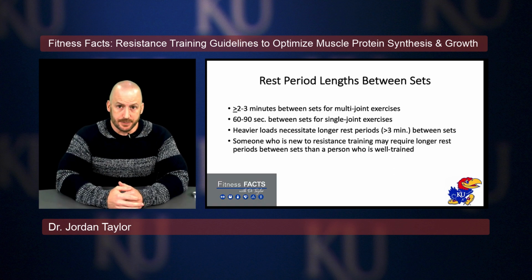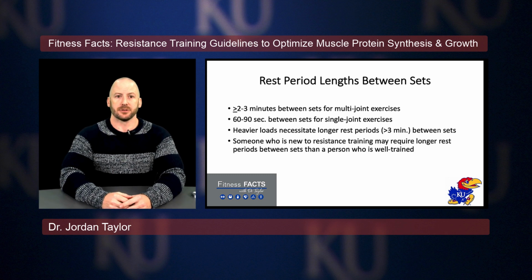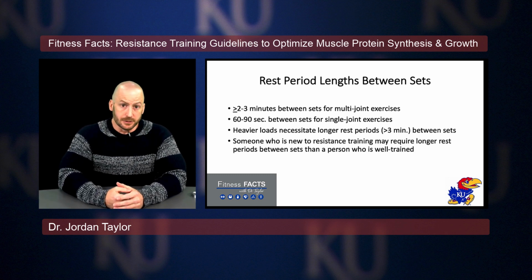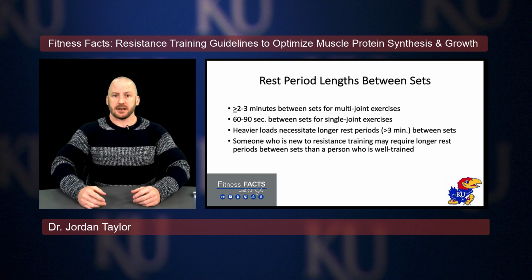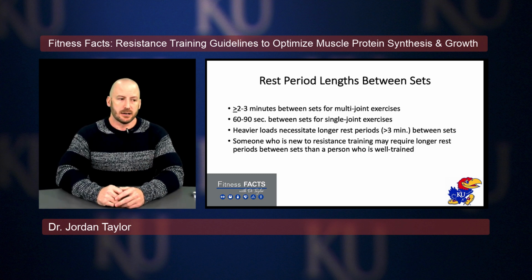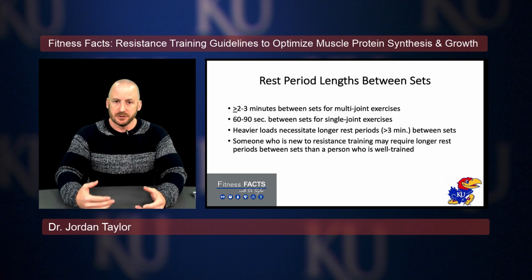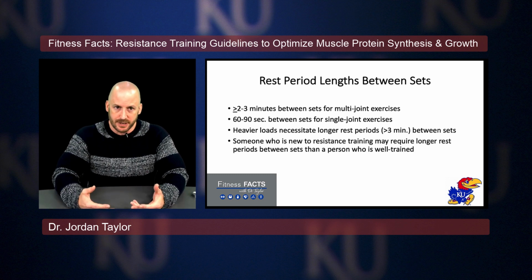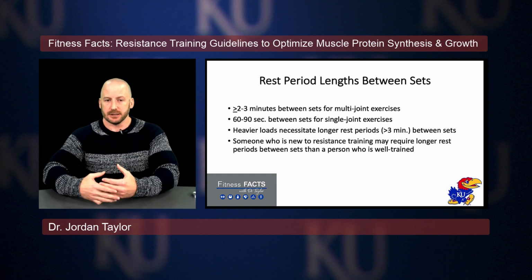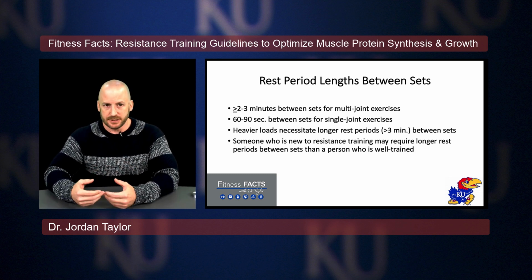Let's look at rest period lengths between sets. What's optimal so that you can achieve that optimal level of hypertrophy and growth? Well, typically greater than or equal to 2 to 3 minutes rest between sets for multi-joint exercises. These are exercises where you're working more muscle mass at once, so things like squats, deadlifts, shoulder presses, bench press, lat pull downs, pull-ups, right? Multiple joints are being moved at once, and you're working more muscle mass at once. So generally, it takes a longer duration between sets to be fully recovered, to regenerate phosphocreatine and your energy stores between sets.